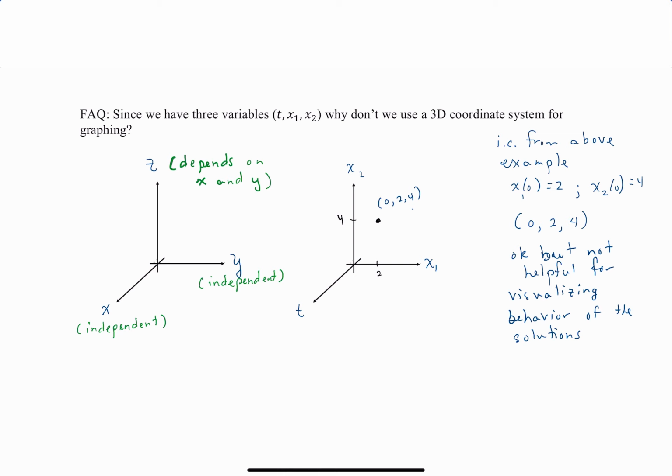That's not what we have, though, when we're dealing with systems of linear differential equations. We only have one independent variable, t. And x1 actually depends on t. So it's not independent. And similarly, x2 depends on t. So a 3D coordinate system just doesn't help us visualize what's going on if you have one independent variable and 2 dependent variables.